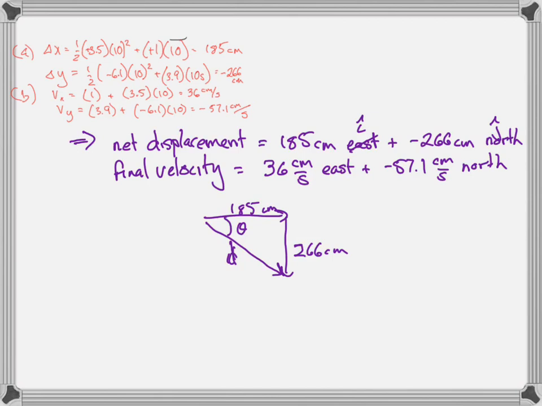So again, just be careful. This is one of those examples I stressed in another class where you say, oh, it's minus 266 centimeters, so that's in the south direction. You are right, that's in the south direction, but it's still minus 266 centimeters north, which is south. So it is true that you could recognize that it's the south direction, so you could write net displacement is 185 centimeters east plus 266 centimeters south, right? That would be correct as well. And you can do the same with the final velocity. Okay, done with that example.